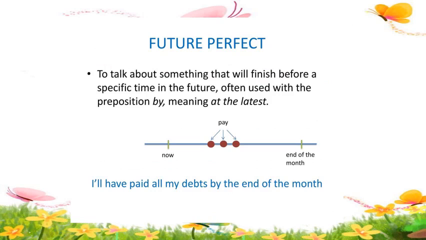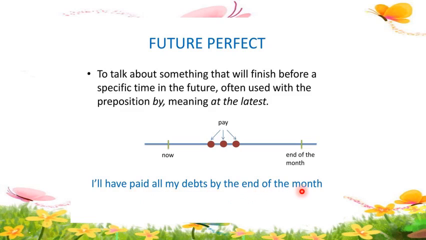Future perfect tense can be used to talk about something that will finish before a specific time in the future, often used with the preposition by, meaning at the latest. Here is an example. I will have paid all my debts by the end of the month.